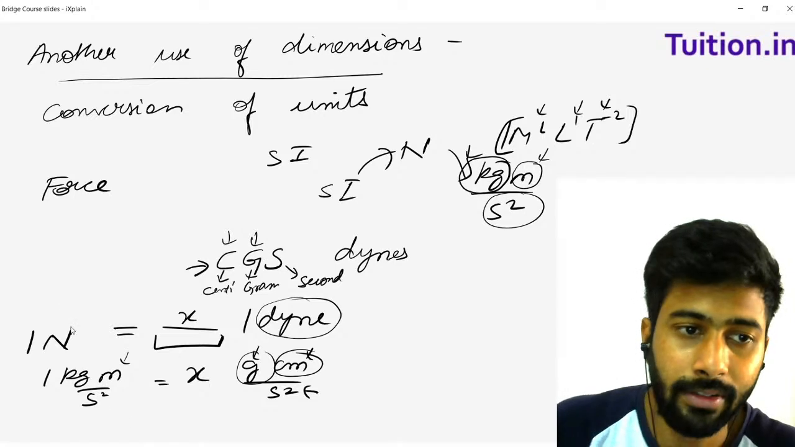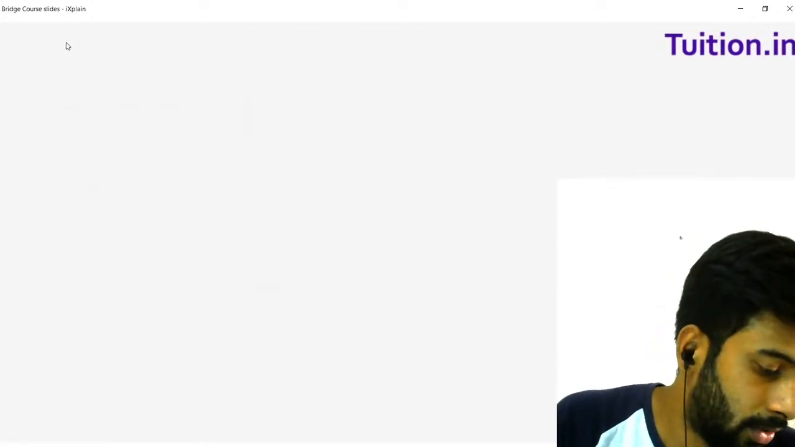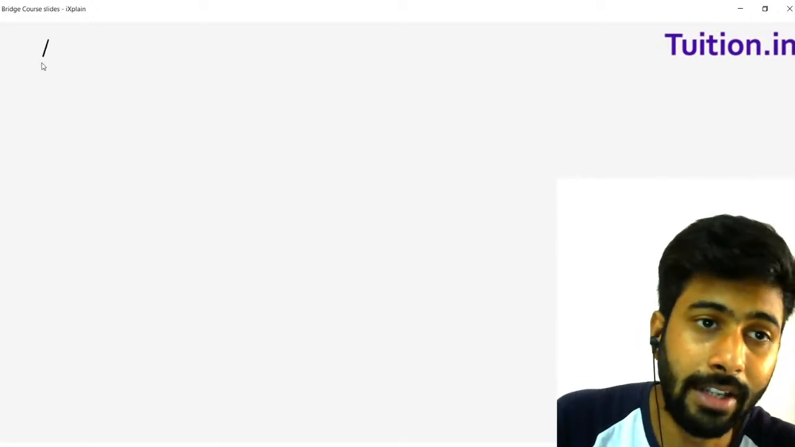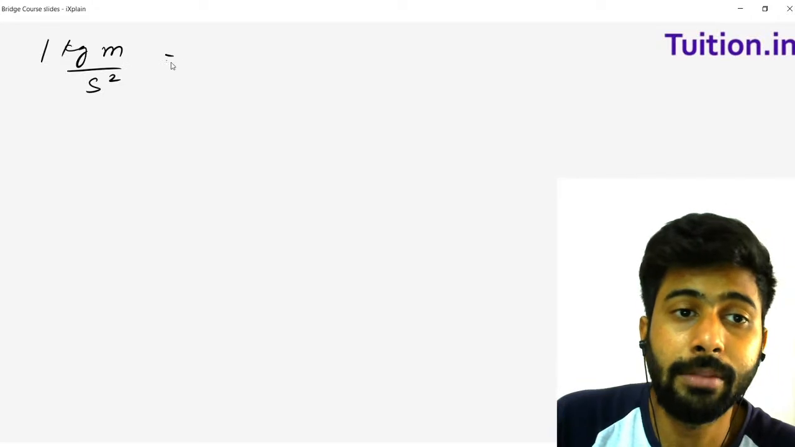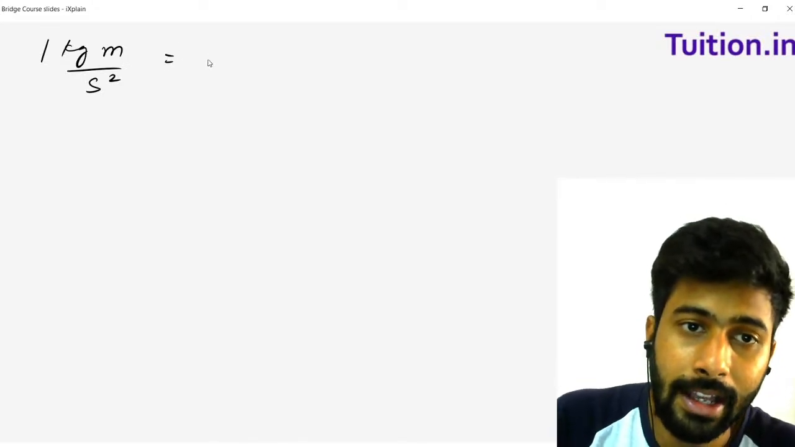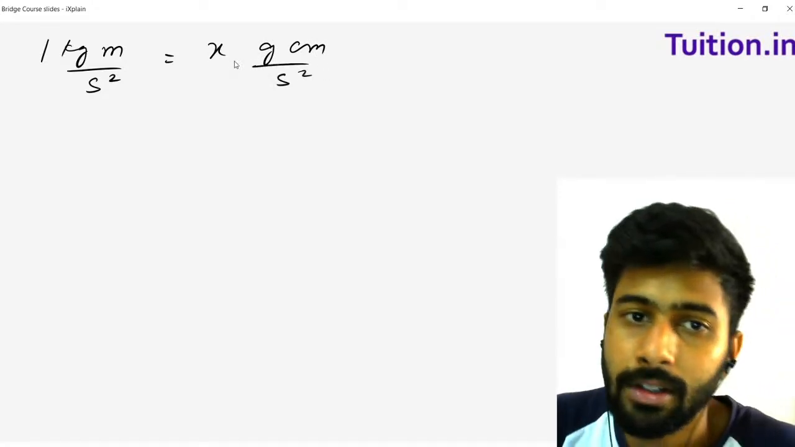Let's go to the next slide. You're right, Kishore. Initially you said 10 power 7. 10 power 7 was wrong. 10 power 5 is right.